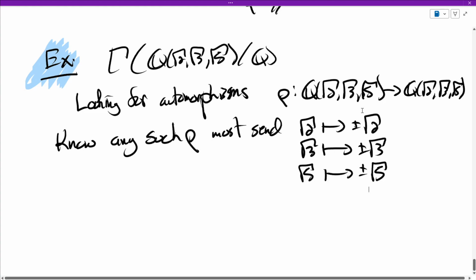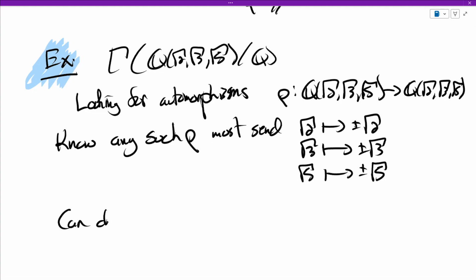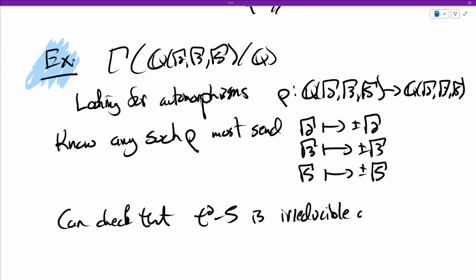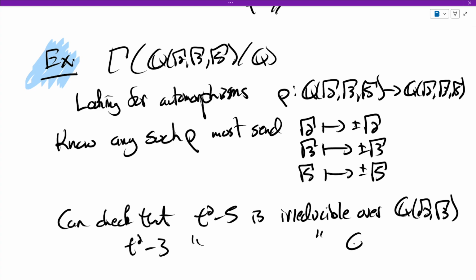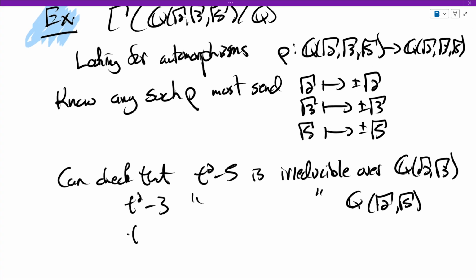Now, let's make an observation here. We can check that t squared minus 5 is irreducible. It's clearly irreducible over Q, but it's also actually irreducible over Q adjoin root 2, root 3. And t squared minus 3 is irreducible over Q adjoin root 2, root 5. And t squared minus 2 is irreducible over Q adjoin root 3, root 5.